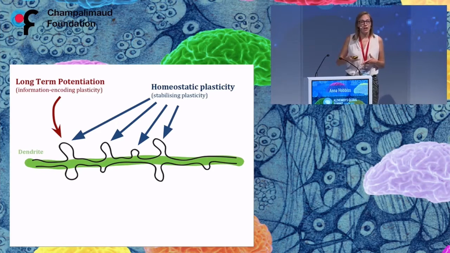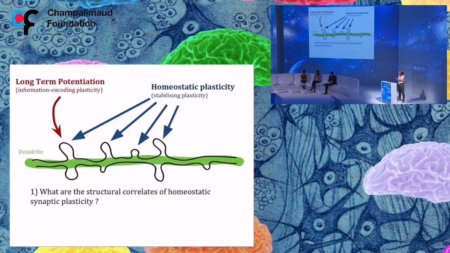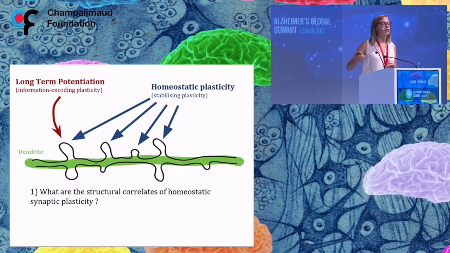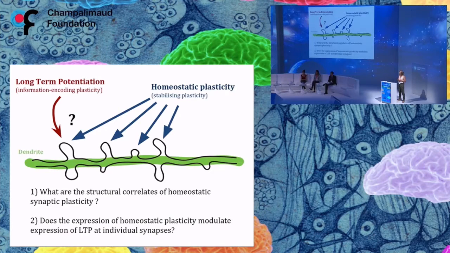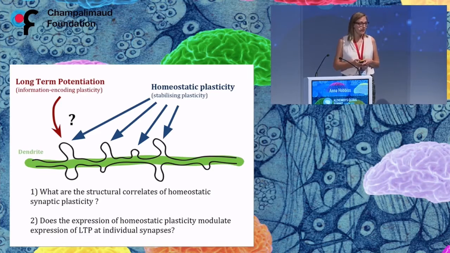So the questions that I focused on during my PhD were related to homeostatic plasticity, about which much less is known than about LTP. The first one was, what are the structural correlates of this type of plasticity? So does it actually change these structures here on the neuron? And the second one was, how can these two types of plasticity, LTP and homeostatic plasticity, interact together in a neural branch? I'm going to tell you about some of these results today, and if you're interested in some more, you can come to my poster. It's number 70 later on.